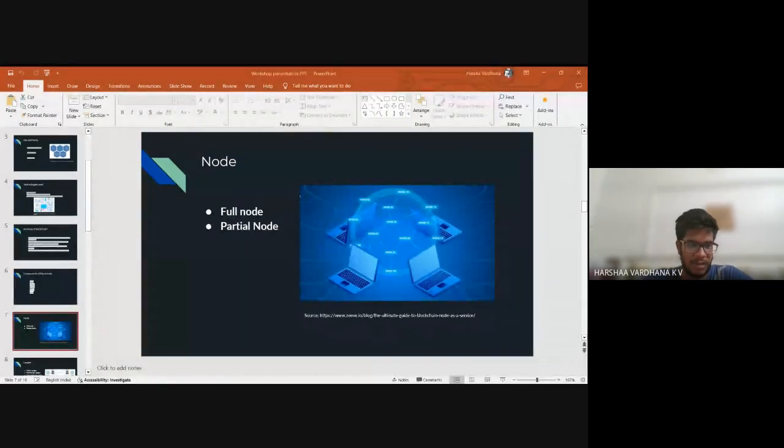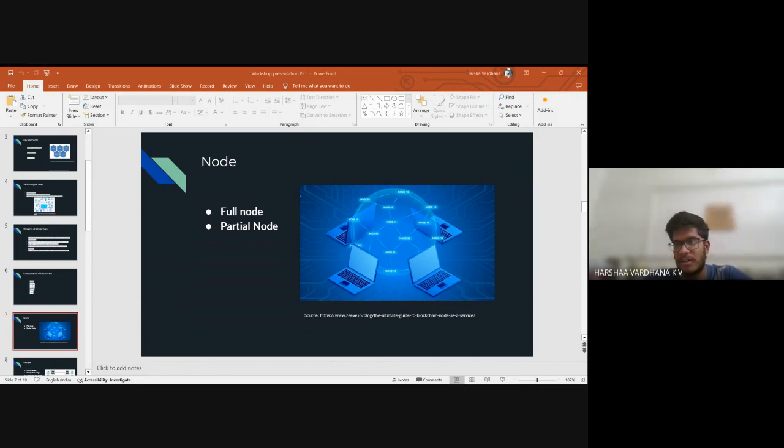A full node is basically a node which has all the properties of a standard blockchain. That is, it has to be decentralized, it has to pass through the consensus mechanism, and that node has to have all the updated blockchain. So a full node is basically a node that maintains a complete copy of the entire blockchain. Right. And what's a partial node?